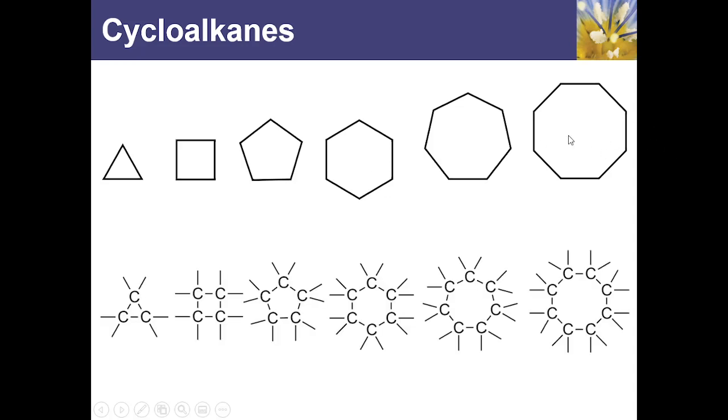But let's imagine that in each corner you have a carbon. For example, this triangle is composed of three carbons in a ring. This square is made up of four, and so on. So these are cyclic structures. Okay? So we will call these your cycloalkanes.